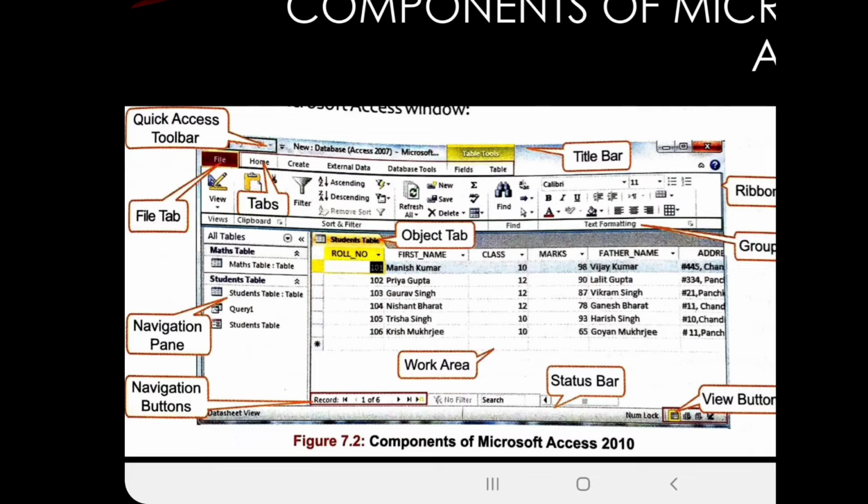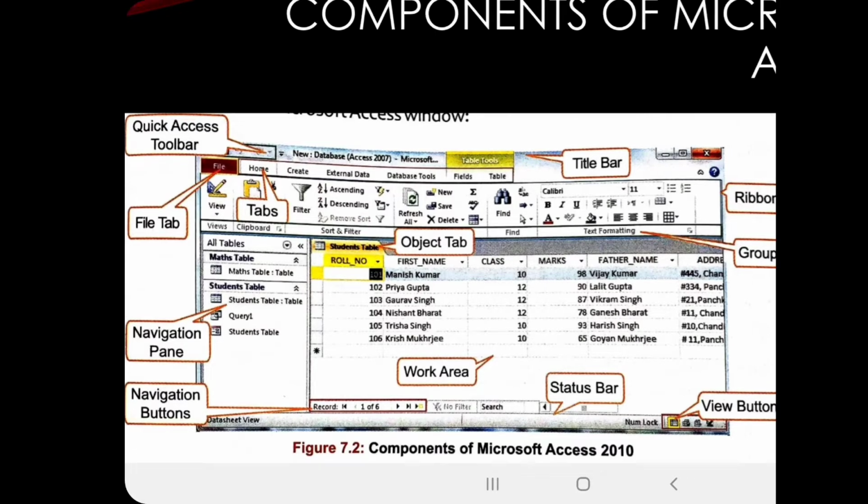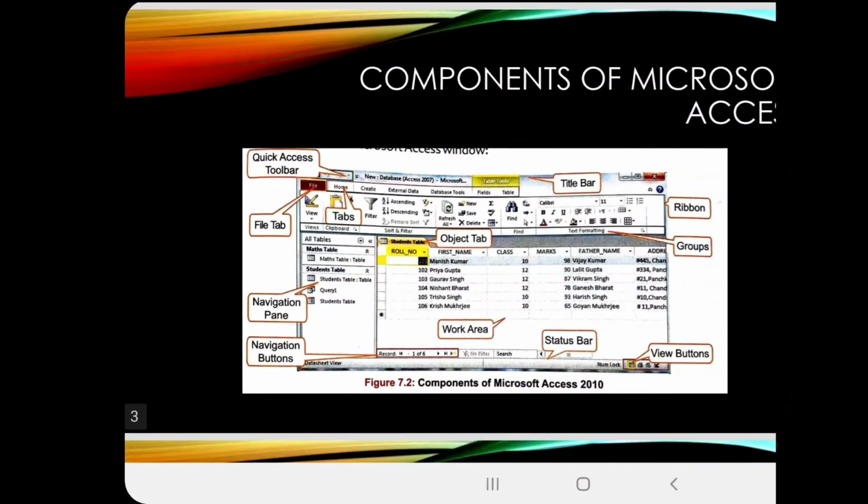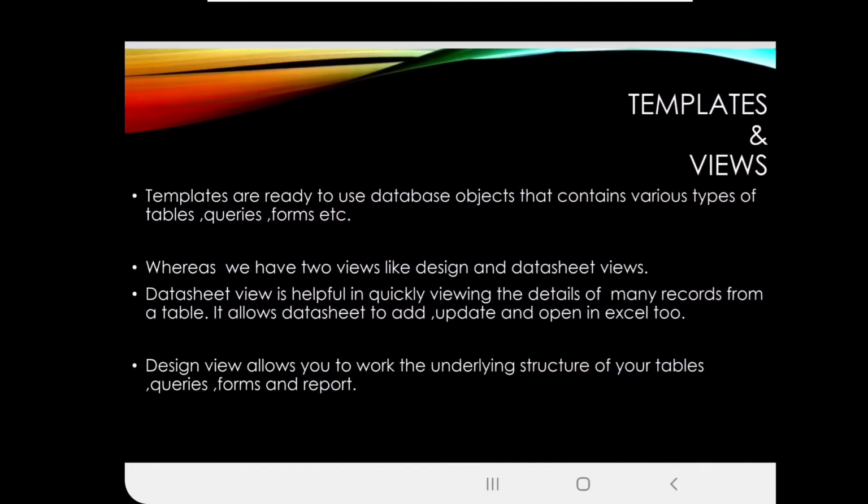Everybody knows that working area where we work and fill the data. Then objects, the particular field we fill, like the roll number is one field. The first name, last name is another field. Okay. So these are the major components of Microsoft Access. Now move to the next.